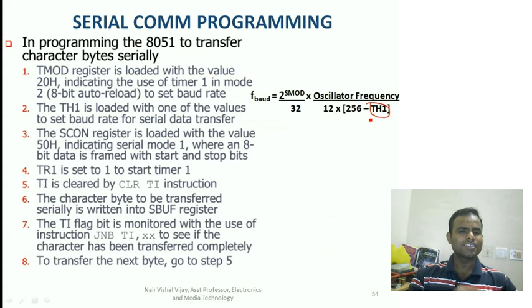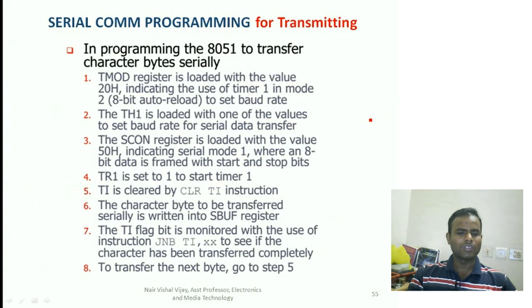The transmit interrupt flag is cleared by an instruction, CLR TI. Once the transmit interrupt is finished, that is, once a byte of data has been transferred, this flag has to be cleared. Now, whenever a byte of data has to be transmitted, it is always stored in the SBUF register. And whenever data is received, it is stored in the SBUF register again. So physically, there are two different registers, but they are addressed by the same address. So this is how you basically program serial communication for transmitting as well as receiving.